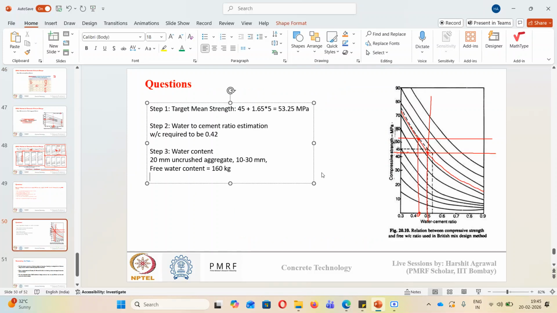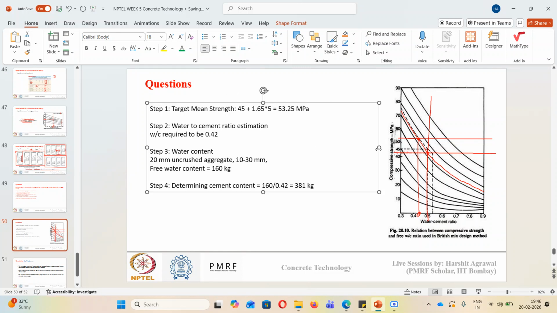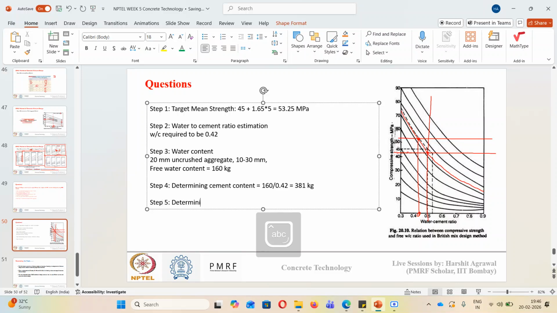Okay, now once we have water content and water to cement ratio, step 4 will be determining the cement content. Okay, so it will be 160 divided by 0.42, so it will come out to be 381 kg. Okay, again we can check with the durability criteria and it will come out to be 300 kg per meter cube will be the minimum requirement, so this 380 kg will be acceptable. Step 5 will be determining total aggregate content.